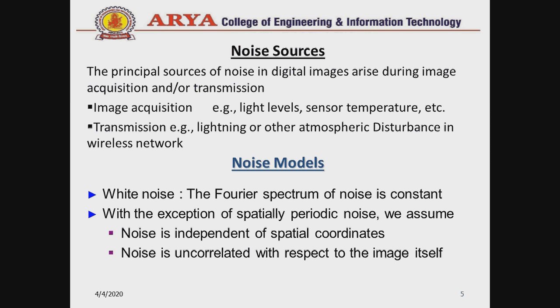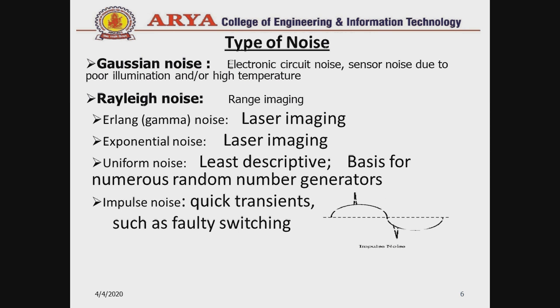Noise is modeled with the help of two features. One is white noise modeling and the second is spatial periodic noise modeling. In white noise modeling, the Fourier spectrum of the noise is considered constant, so we consider the noise spreading constantly over the entire space, and we can model it very easily. In spatial periodic noise, we assume that noise is independent of spatial coordinates. It can occur at any place and has an independent value, not related to the image itself.